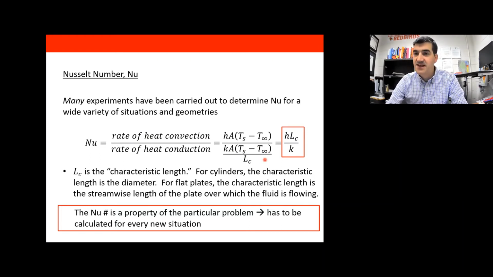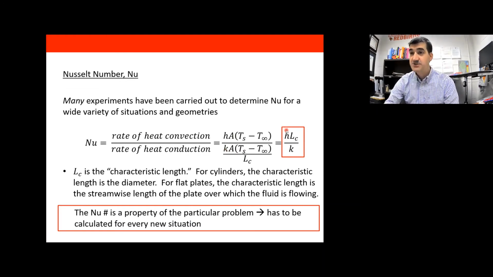And we see that most of the things cancel out, except H up here doesn't cancel out, and L sub C is in the denominator of the denominator, so that ends up in the numerator, and K, the thermal conductivity, doesn't cancel out. So what we're left with is H times L sub C divided by K, and these are for the fluid flowing over that solid surface.